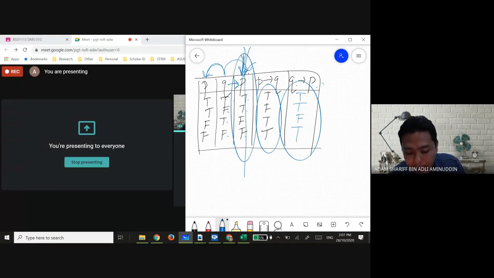You must be very attentive when you want to construct Q implies P. Dia baca, yang ni adalah condition, T implies T jadi T. F implies T, dia jadi T. T implies F jadi F, dan F implies F of course jadi T. Faham. Okay.